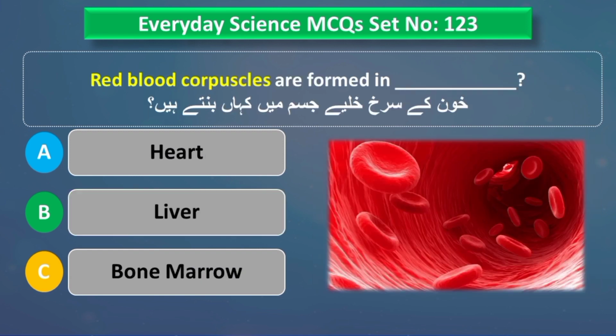Question number 4. Red blood corpuscles are formed in which part of the body? The options are A. Heart, B. Liver, C. Bone marrow. And the right answer is option C, bone marrow. Most blood corpuscles are made in your bone marrow. This process is called hematopoiesis.